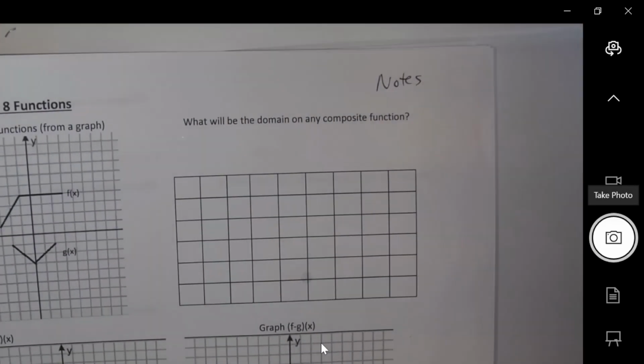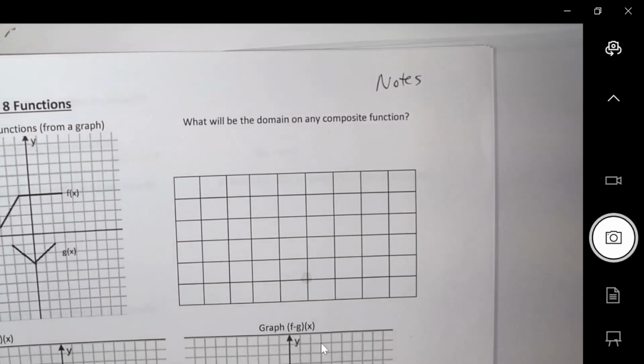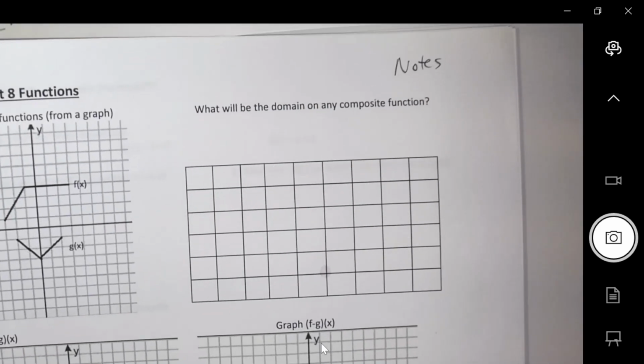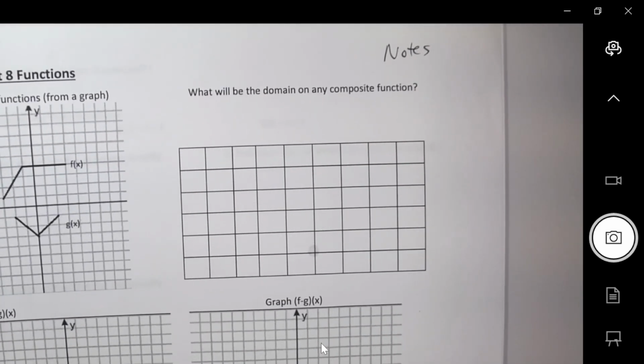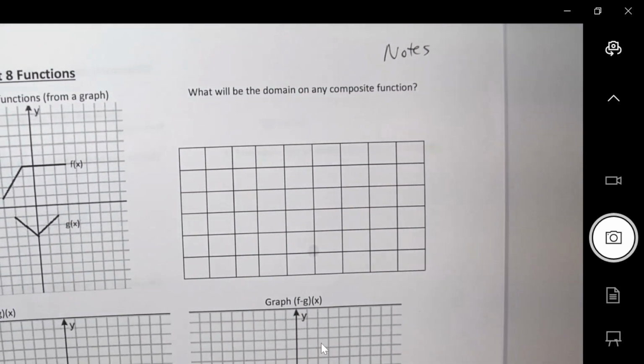Okay, so this unit is called functions. We're going to be learning how to do operations with functions, and we're going to do composite functions as well. There are two functions on this first graph called f of x and g of x. When we do a composite function including both of them, the domain can only exist where they both exist. So what is the domain of where they both exist?